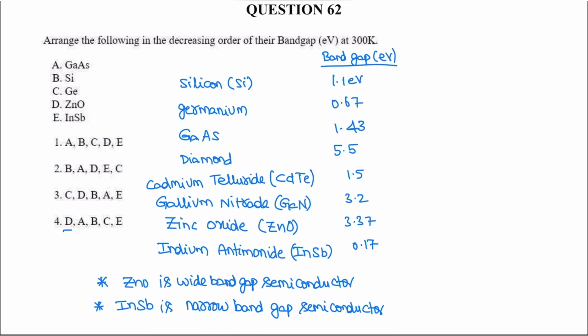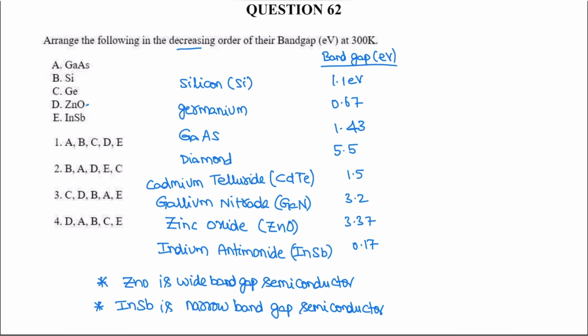So from the question, the correct option is D, A, B, C, E. In the decreasing order, the highest is for D, zinc oxide, and the lowest is for E, that is InSb. Next is silicon, then germanium, that is C. So the order is gallium arsenide, silicon, germanium and InSb. The correct option is D.